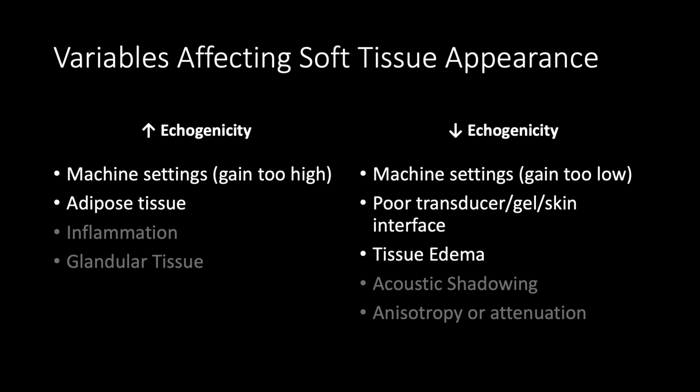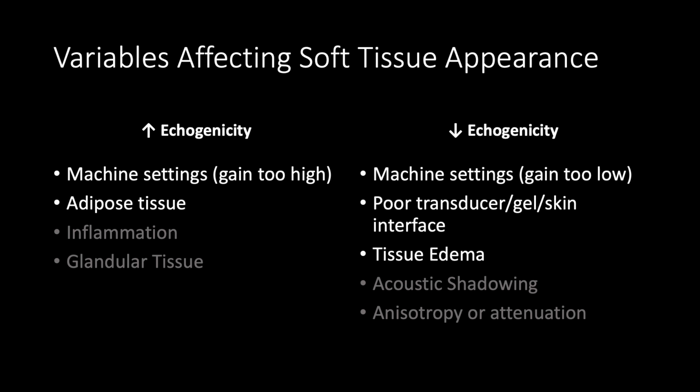Lots of variables affect the appearance of the soft tissue on ultrasound in ways that can make things appear brighter or darker. Some of the most common reasons that structures appear more echogenic include machine settings, which is usually having the gain too high, or using a preset that's ill-suited for these areas. Significant adipose tissue can also result in increased echogenicity because those little globules of fat create a bunch of echoes at every border between lipid and aqueous interfaces.